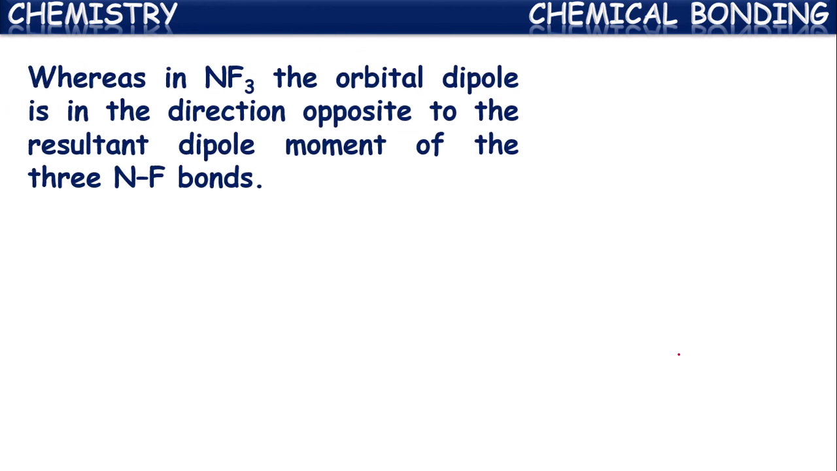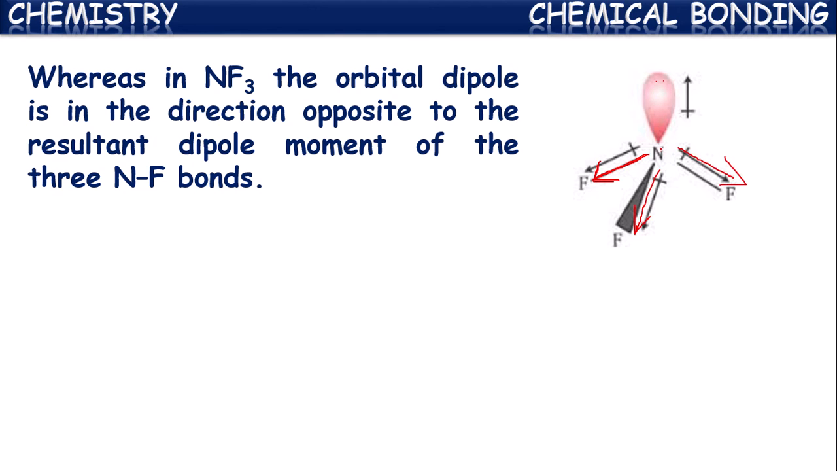Whereas in the case of NF3, the orbital dipole moment because of the lone pair of electrons is in the opposite direction to the resultant dipole moment of the three NF bonds. Here in the NF bonding, fluorine is more electronegative than nitrogen. That's why now the dipole moment will be in this direction. Whereas in the case of NH bonding, nitrogen is more electronegative, so the dipole moment is in this direction. But here, out of nitrogen and fluorine, fluorine is more electronegative, hence the dipole moment will be in this direction.